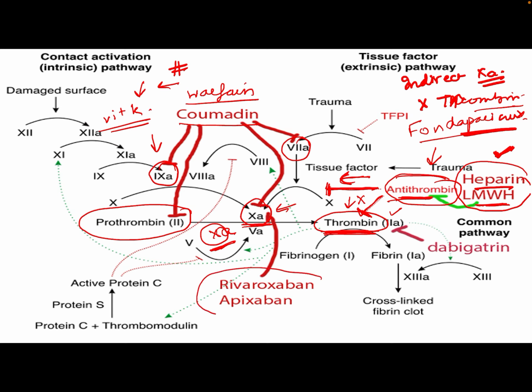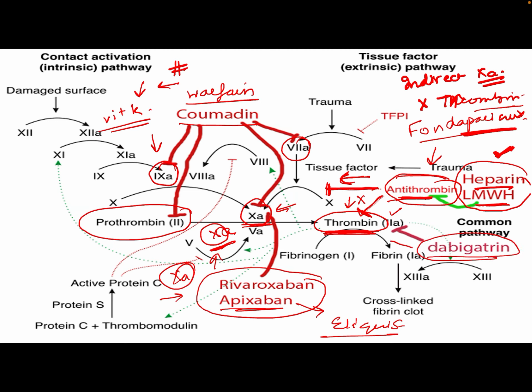The newer generation of anticoagulants are rivaroxaban and apixaban. Apixaban is known by the name of Eliquis in the market. They are direct inhibitors of the 10A clotting factor. Here we also have dabigatran, which is again a direct thrombin inhibitor. So heparin and low molecular weight heparin were indirect inhibitors, but rivaroxaban and apixaban are direct inhibitors of the 10A clotting factor, and dabigatran is a direct inhibitor of thrombin synthesis.